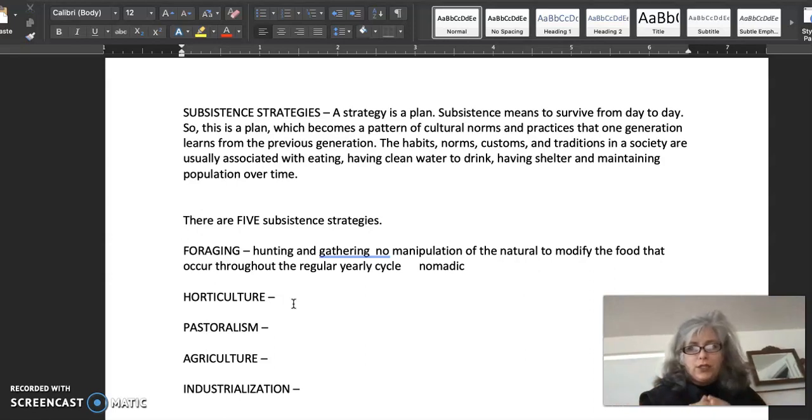Sometimes when I did a search for horticulture, I got a lot of orchid cultivation websites that showed up for some reason. That's not the kind of horticulture that I'm talking about here. I'm talking about horticulture as a subsistence strategy.